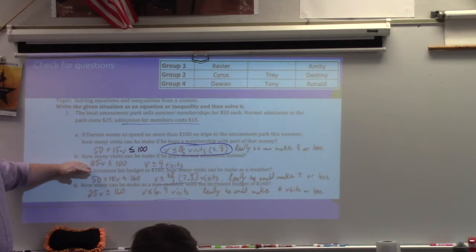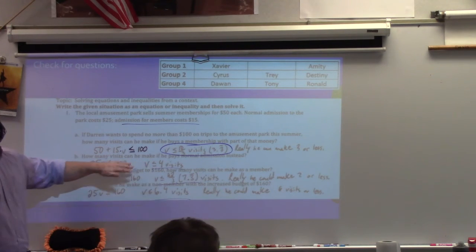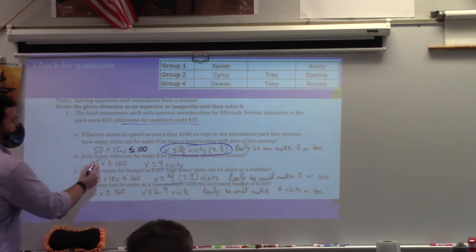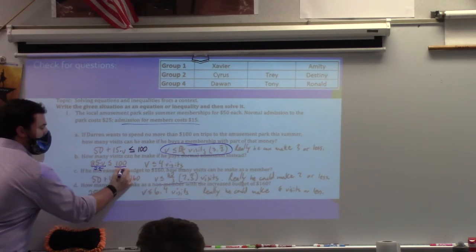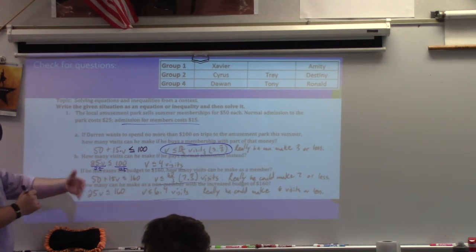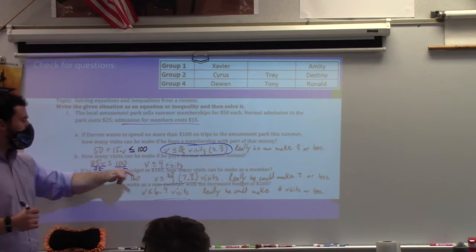Well, remember it's less than or equal to, so when you divide, it's 4. But V is less than or equal to 4. You multiply 25 times V, so what's the inverse of multiplication? We're going to divide by 25, so V is less than or equal to 4. So the idea is that if he goes for 4 or fewer visits, he's going to stay under his $100.